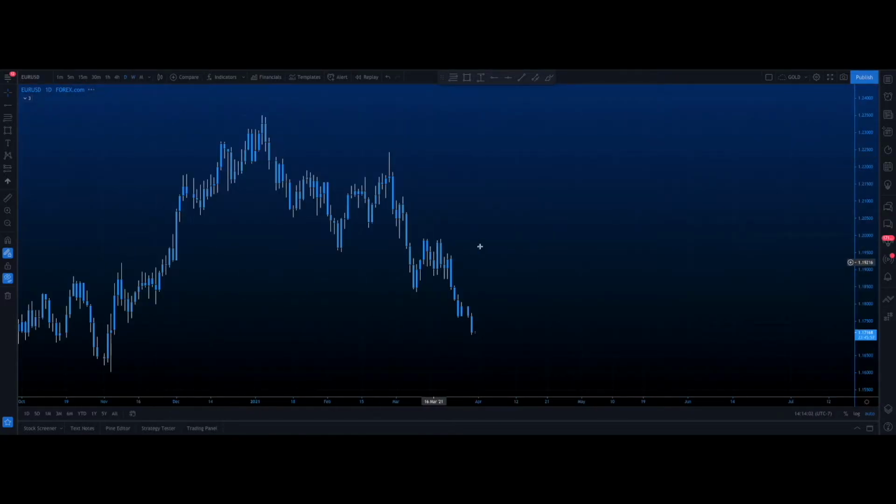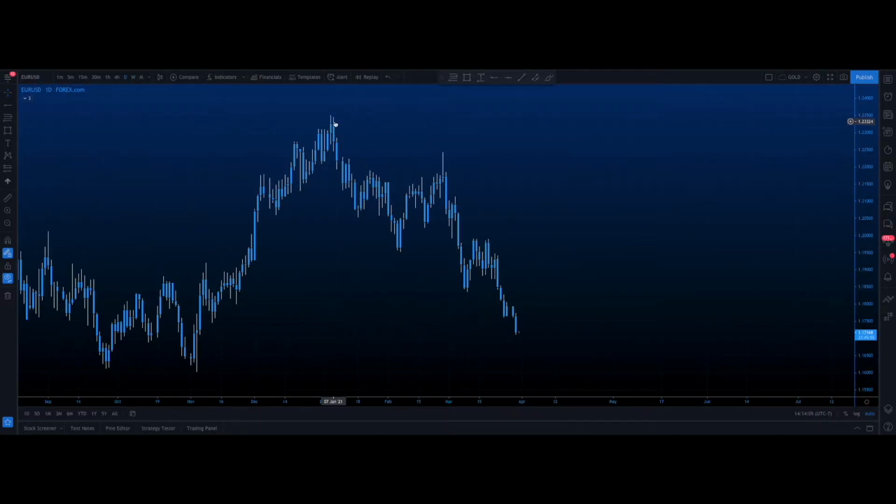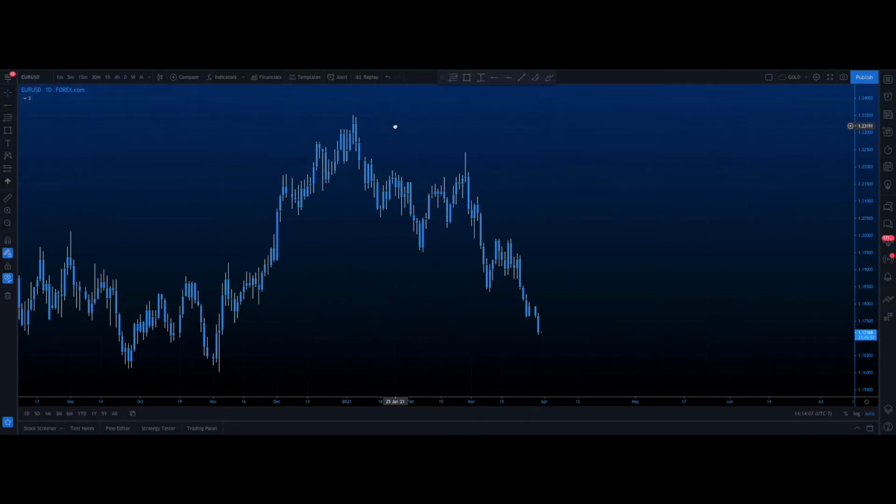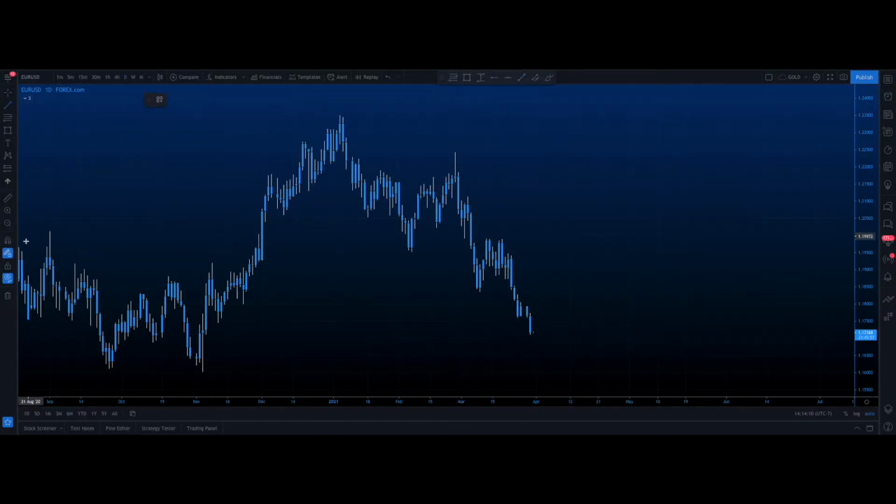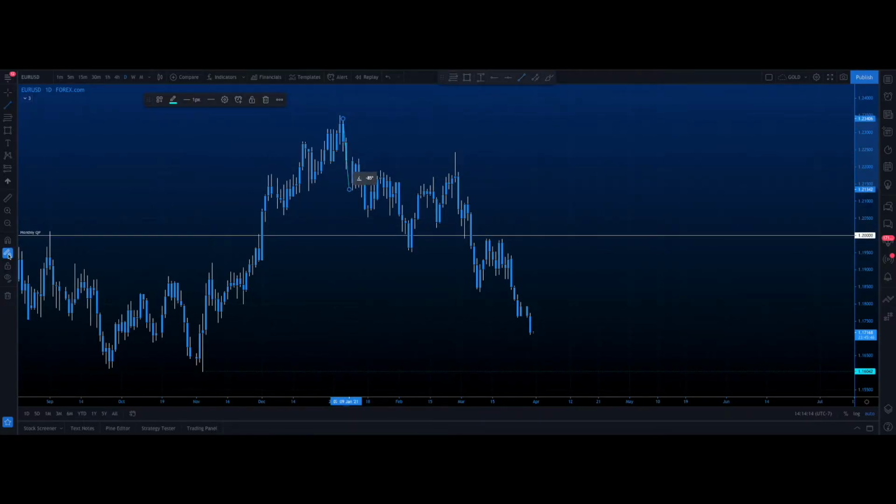So going over to the daily, we can see clear market structure here that we can draw on. Let me make this white. We can see market structure forming lower lows, lower highs, higher lows, higher highs, but still the overall trend is down. Double top and a big swing low.